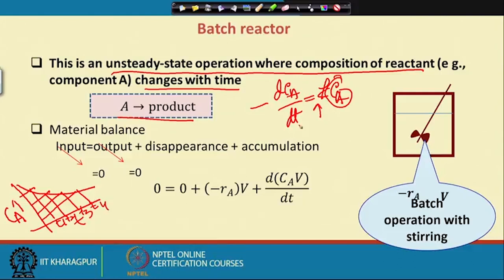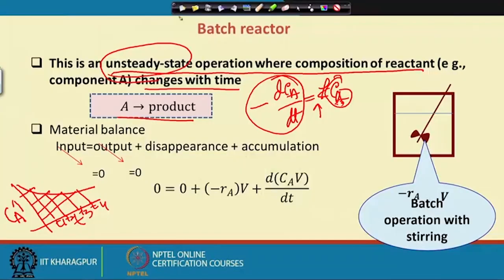As the time changes, your CA value changes. As the CA value changes, the rate of reaction changes. Since the rate of reaction changes, we call it an unsteady state operation. Unsteady state means unsteady with respect to the substrate concentration. Substrate concentration is not uniform in the reactor. As time passes, the substrate concentration keeps on changing with respect to time.